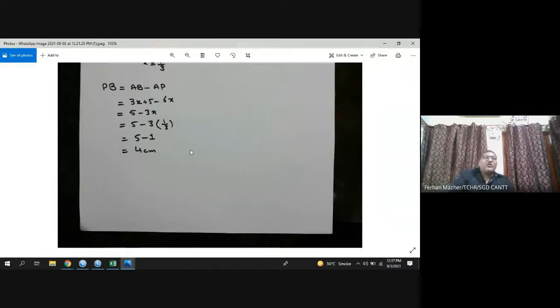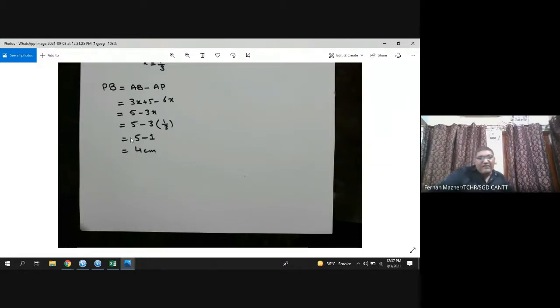So the value of PB is AB minus AP. AB is 3x plus 5. AP is minus 6x. So 3x minus 6x gives you minus 3x. So we will have 5 minus 3x. In the place of x, I will substitute the value of x. That value is 1 by 3. So x is substituted with 1 by 3.